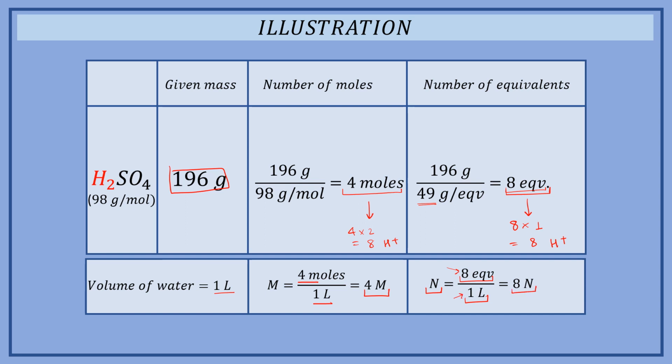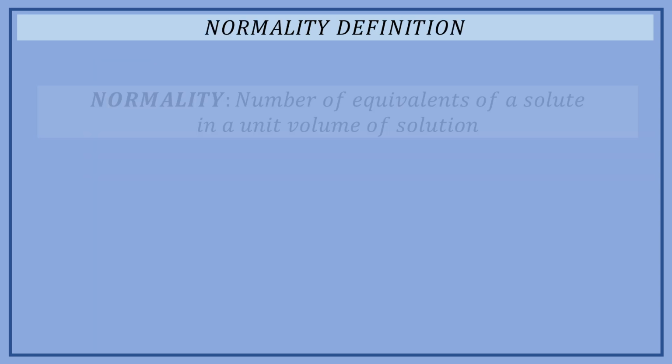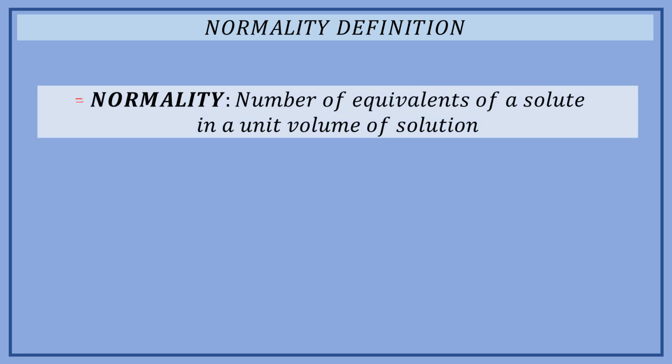Okay, so now we are prepared to define a new concentration term, normality, here. And hence we define normality as the concentration term which gives us the number of equivalents of a solute that is present in a unit volume of solution. As in the case of molarity, the unit used to express the volume is liter here as well.